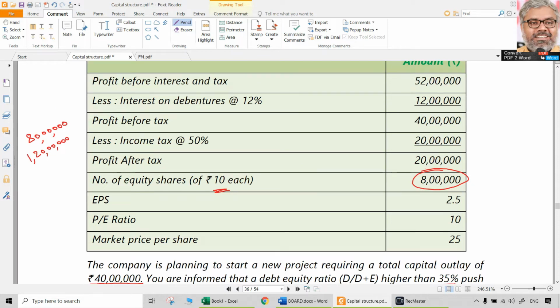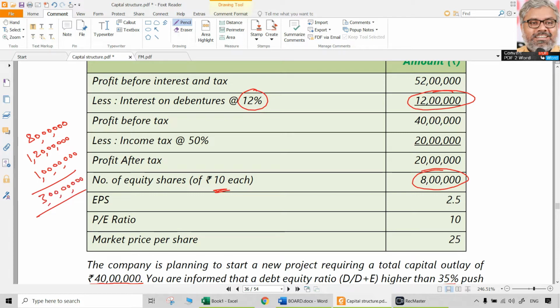Then interest at the rate of 12% is 12 lakhs. So naturally we can find out how much would be the existing debt. Existing debt would be 1 crore. Then only 12% rate of interest will be 12 lakhs, right? So 1 crore will be the existing debt. So what is the total of this, which is debt plus equity? That is 3 crores.